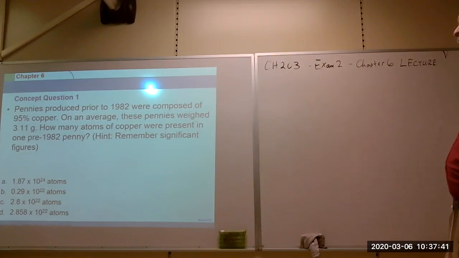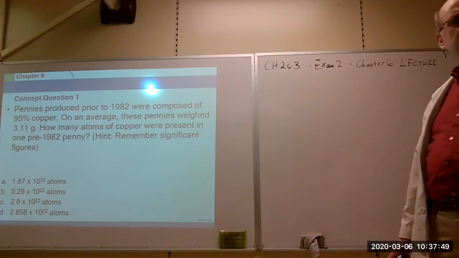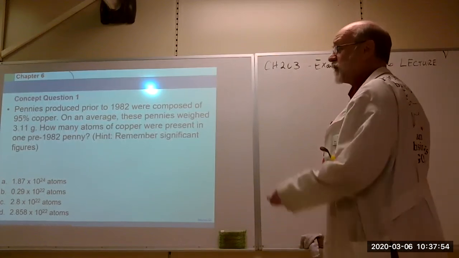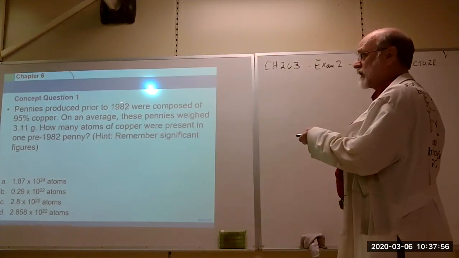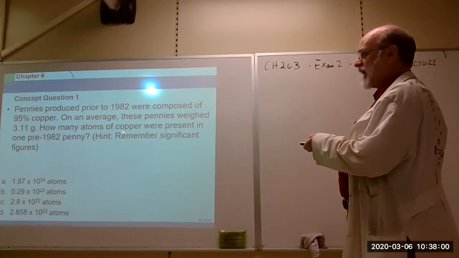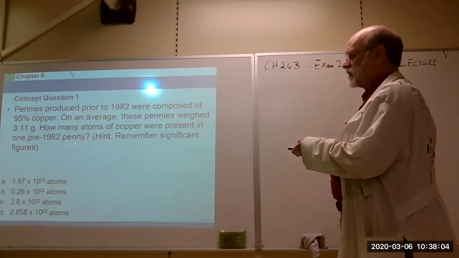Okay. Let's see. Pennies produced prior to 1982 were composed of 95% copper. That's true. I think the other element in the alloy was zinc. Copper and zinc, 95% copper prior to 1982. These pennies weighed 3.11 grams. How many atoms of copper were present in this pre-1982 penny?